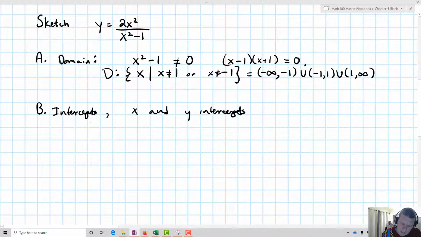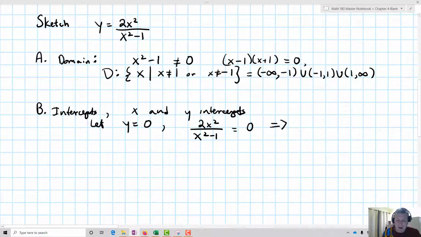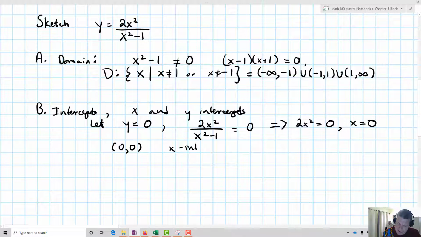So we're going to let y equal 0. That's 2x squared over x squared minus 1 equal to 0. Since the bottom can't equal 0, that means 2x squared equals 0, so x has to equal 0. All right, so we have an x-intercept at (0, 0). Remember, for x-intercepts, we set y equal to 0 and then solve for x.